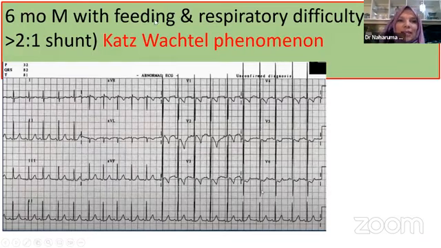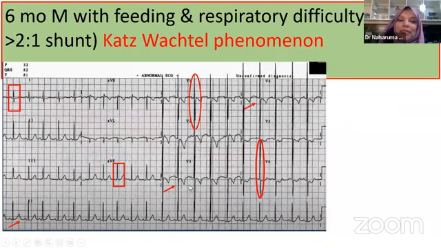This is a 6-month-old child having feeding and respiratory difficulty. In the ECG, lead 1 is positive, aVF is positive, so it is a normal axis. And if we see the P, this is a wide P, P mitrale. In V1, there is tall R, deep S. And in V6, there are LV forces, meaning tall R in V6. So there are biventricular forces. The most important is the Katz-Wachtel phenomenon. What happens in V3 and V4? There is equiphasic R and S.